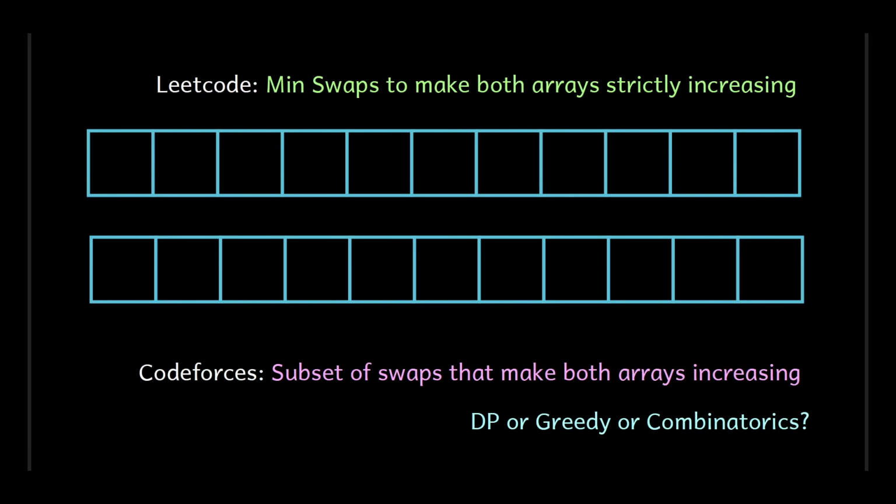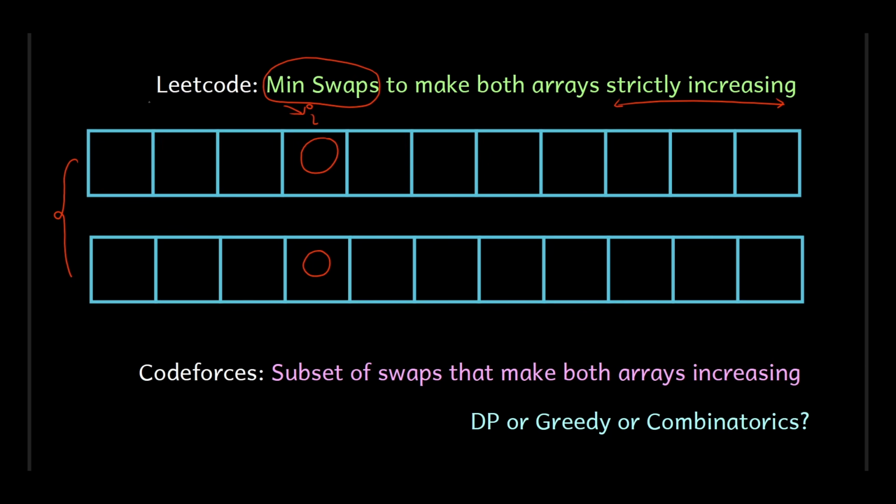LeetCode has a very famous problem where you are given two arrays A and B and you are allowed to swap two elements at the same index in one operation. So you pick an index I and you can swap the element that is present in the first array with the element that is present in the second array. And your goal is to find out the minimum number of swaps that you need to make such that both the arrays are sorted in increasing order after you have done all the swaps.